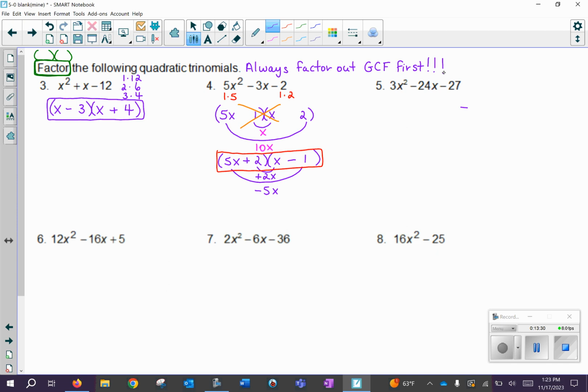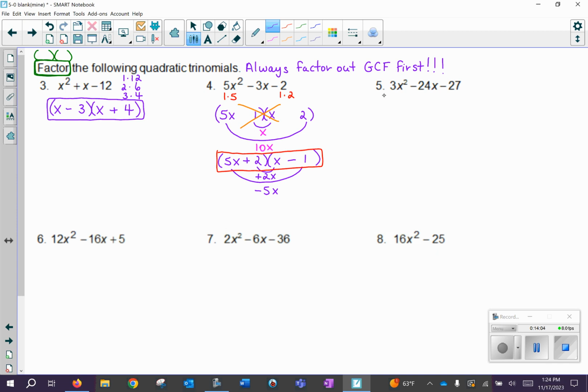But going back to number 3, literally here's the first thing you should have asked yourself. Is there anything that goes into 1, 1, and 12? And there is not. Nothing besides 1. Okay, so that's why we started. In number 4, is there anything that goes into 5, 3, and 2? Nothing besides 1. Okay, so we were set. I'm going to now start asking you that on every problem. Number 5, is there anything that goes into 3, 24, and 27? And I hope you're saying yes, 3.